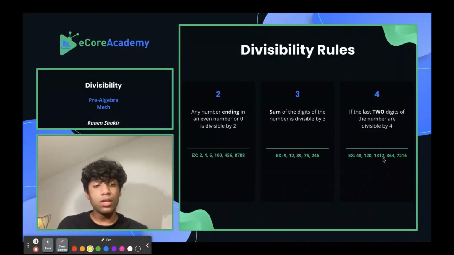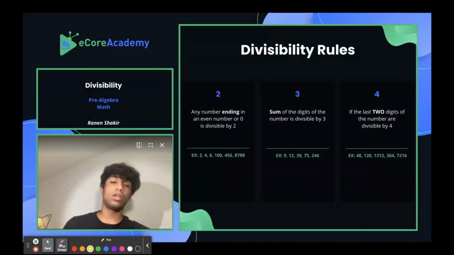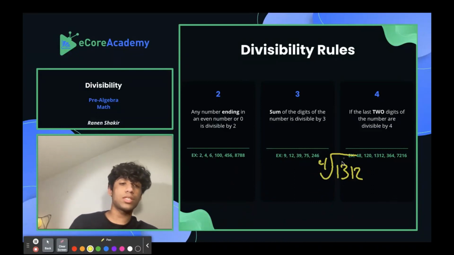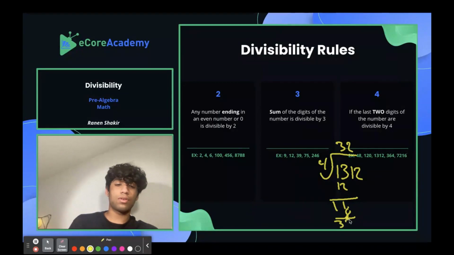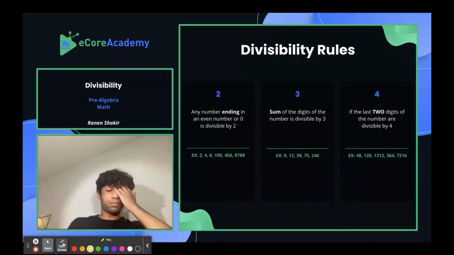1312, once again, the last 2 digits are 1 and 2, which is 12. 12 is divisible by 4. So if you had 1312 and you're dividing it into 4 pieces, you'd have a 3, because then you have a 12, and you have an 11, and you have a 2, you have an 8, and you have a 32. So then you'd have 328 as your final answer. Therefore, 1312 is divisible by both 4 and 328.